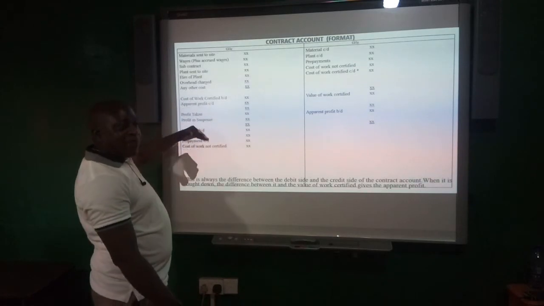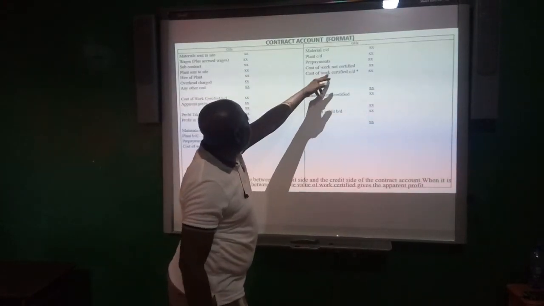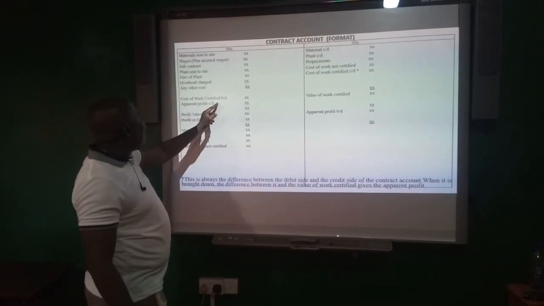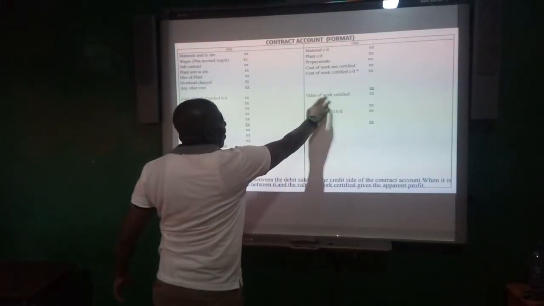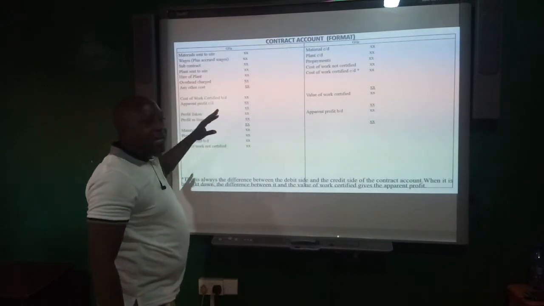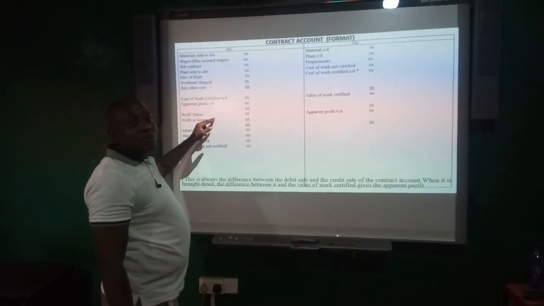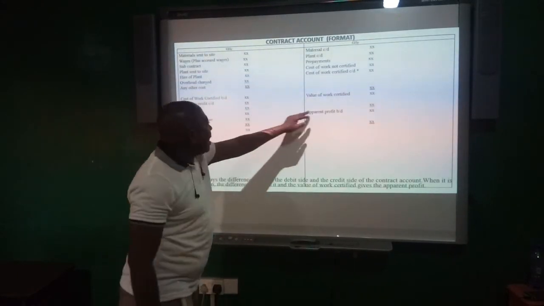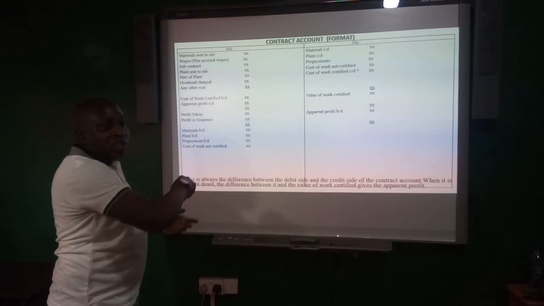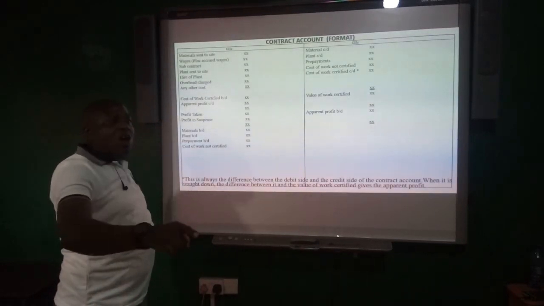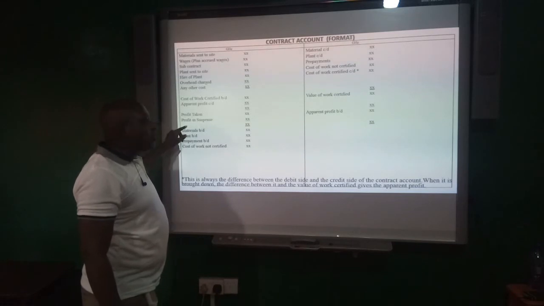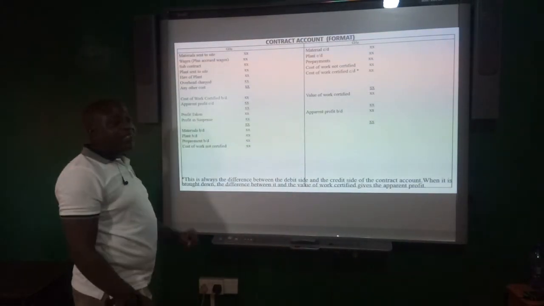So when you come to the second part, the cost of work certified carried down, you bring it down here as cost of work certified brought down. And then you also credit the value of work certified. The difference between the value of work certified and the cost of work certified gives you the apparent profit carried down. And then on the next segment, you bring it down here, and then you divide it into profit taking and profit in suspense. So you use the formula, 2/3 of apparent profit times cash received over value of work certified, to get the profit taking. And the difference between the profit taking and the apparent profit will give you the profit in suspense.